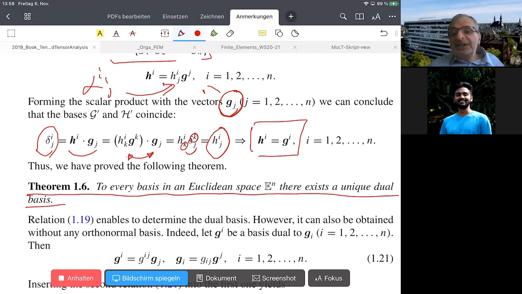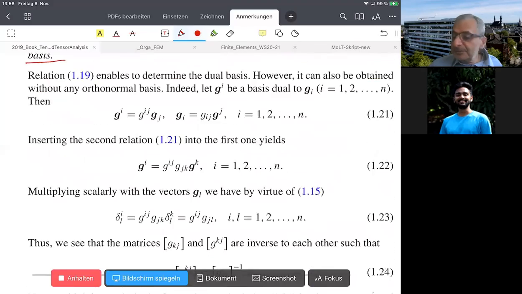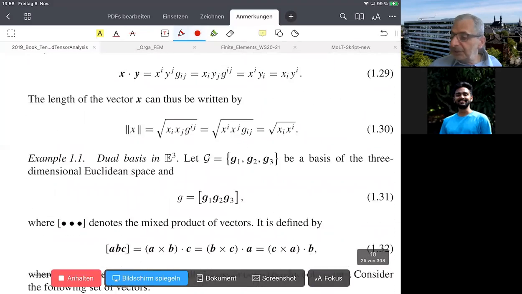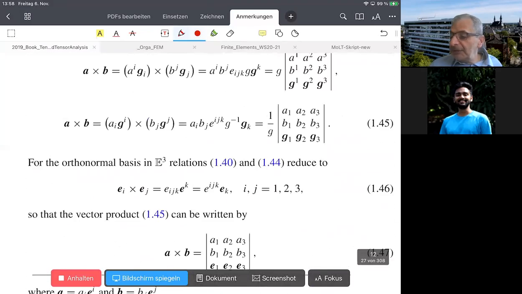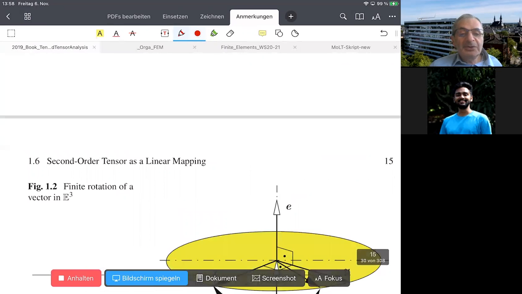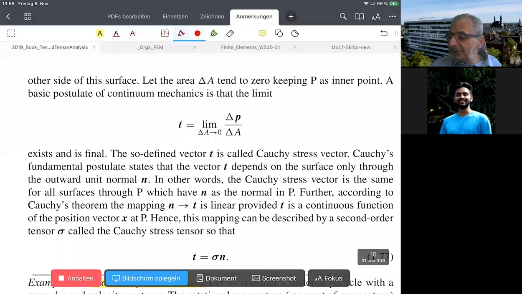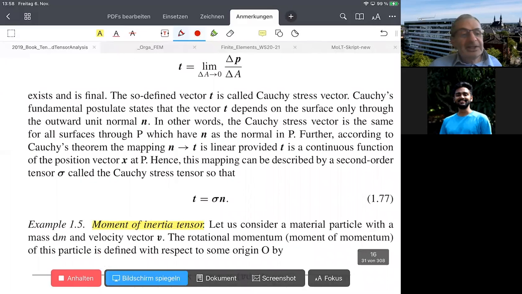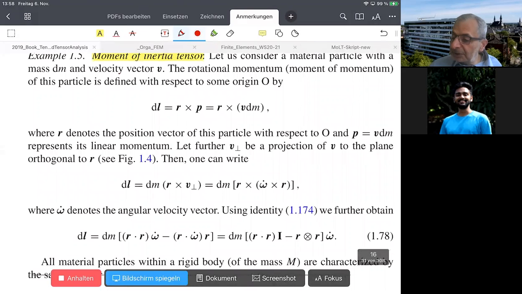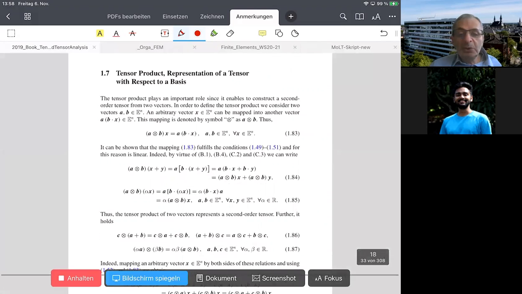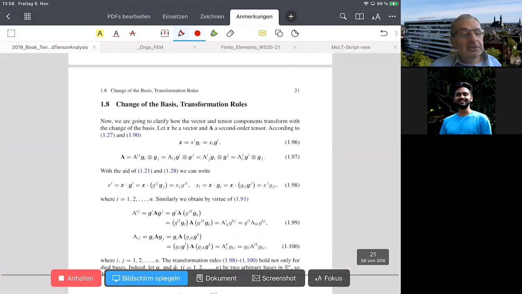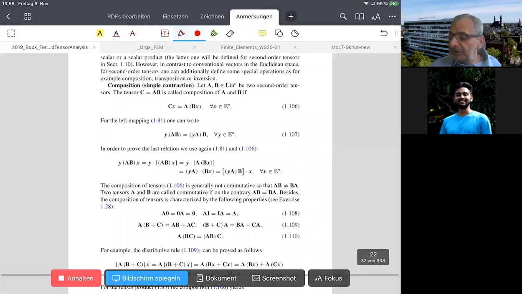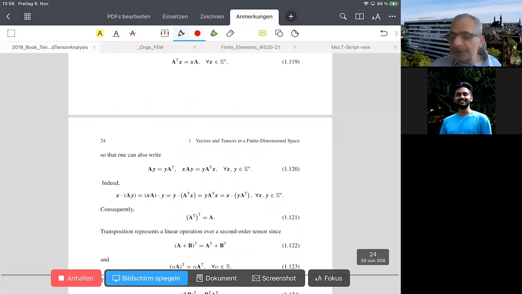We said that to every basis there is a unique dual basis. But if I start with an orthonormal one, what happens when I construct a basis dual to the orthonormal basis? Some ideas? Think about that a little bit.